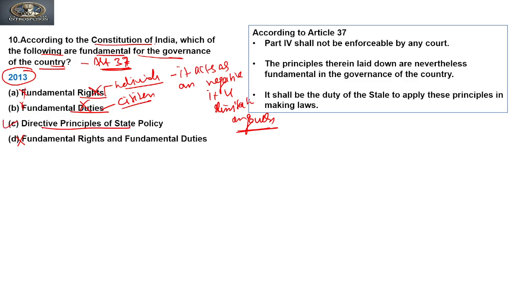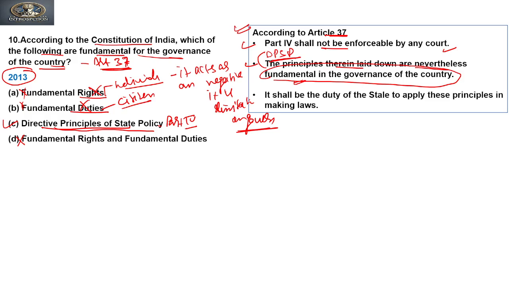According to the Constitution of India, which one of the following is fundamental for governance? This is the Directive Principles of State Policy. That is, Part 4 of the Constitution is fundamental for the governance of the country, right? So this is the answer. If we see the explanation, according to Article 37 of the Constitution, Part 4 shall not be enforceable by any court. The principles therein laid down are nevertheless fundamental in the governance of the country. Because of this, the part is known as the Directive Principles of State Policy.